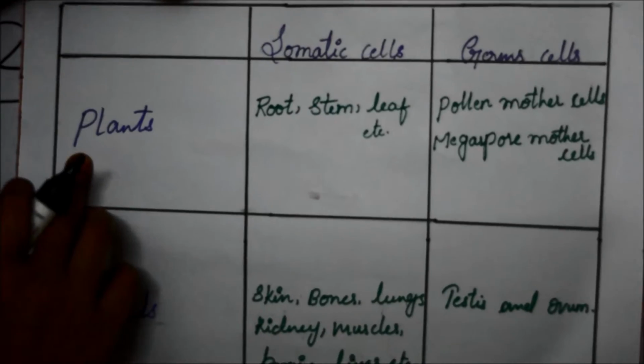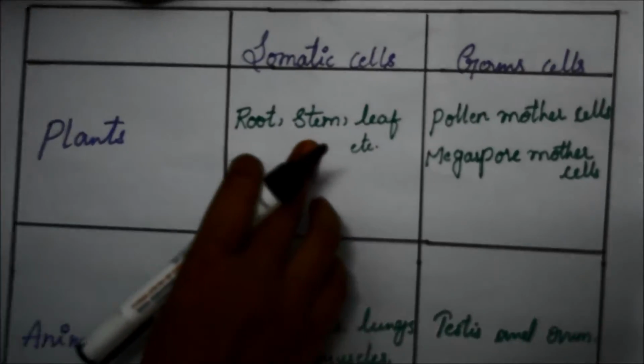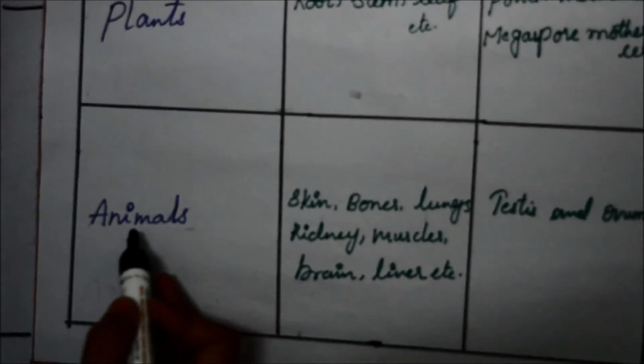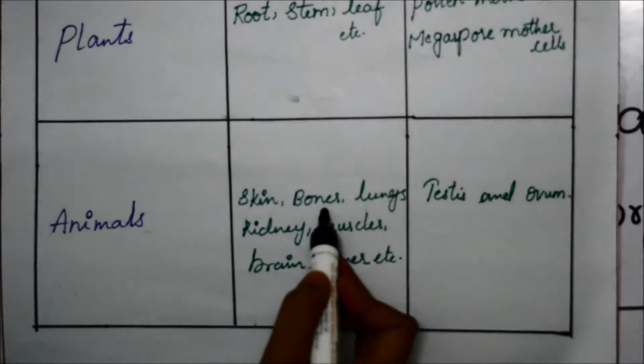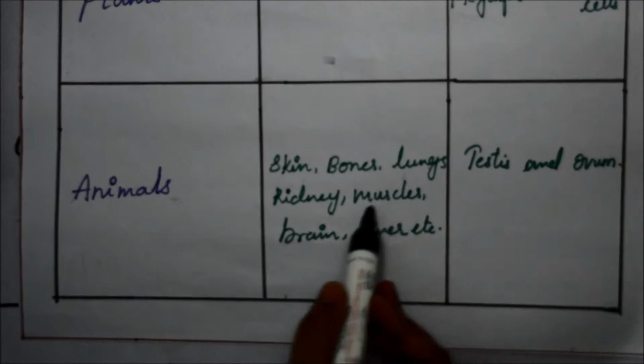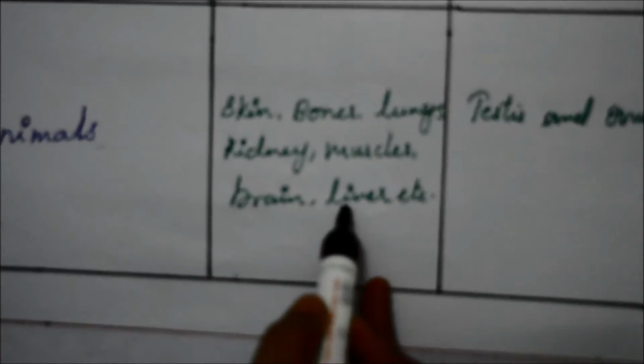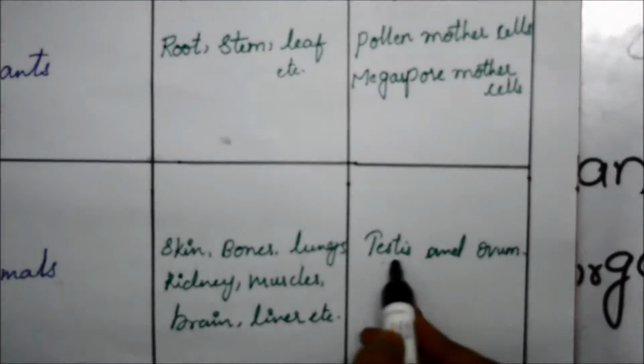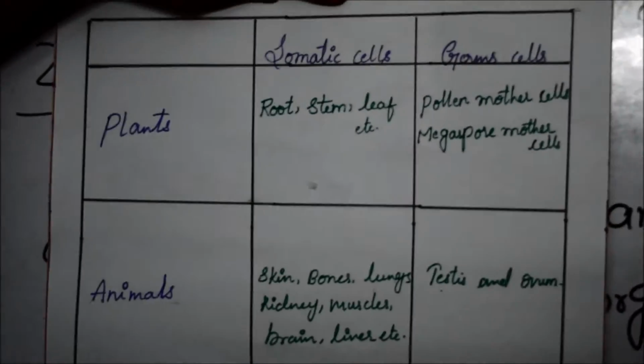Let us see in plants. In plants, root, stem, leaves, etc. are derived from somatic cells. Coming to the germ cells, pollen mother cells and megaspore mother cells are derived from germ cells. Now let us come to the animals. In animals, skin, bones, lungs, kidney, muscles, brain, etc. are formed from somatic cells. Testis and ovaries are formed from the germ cells.